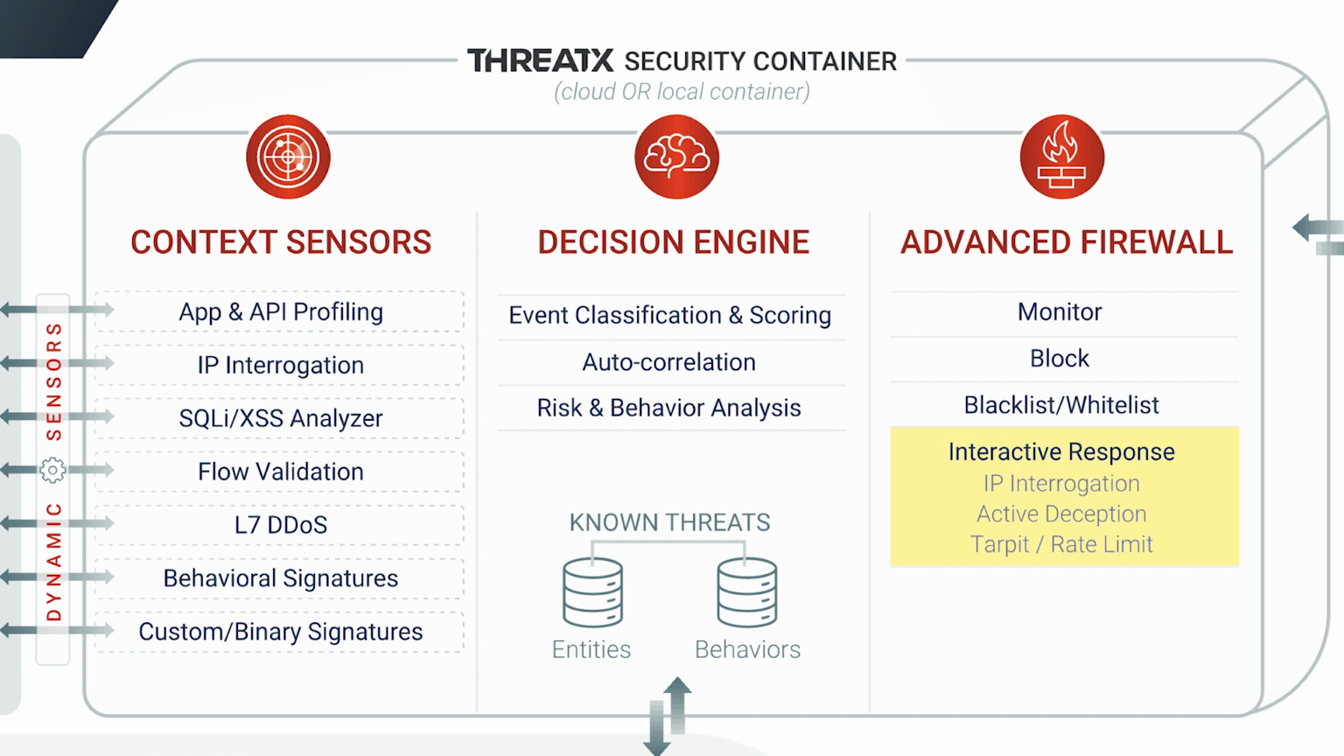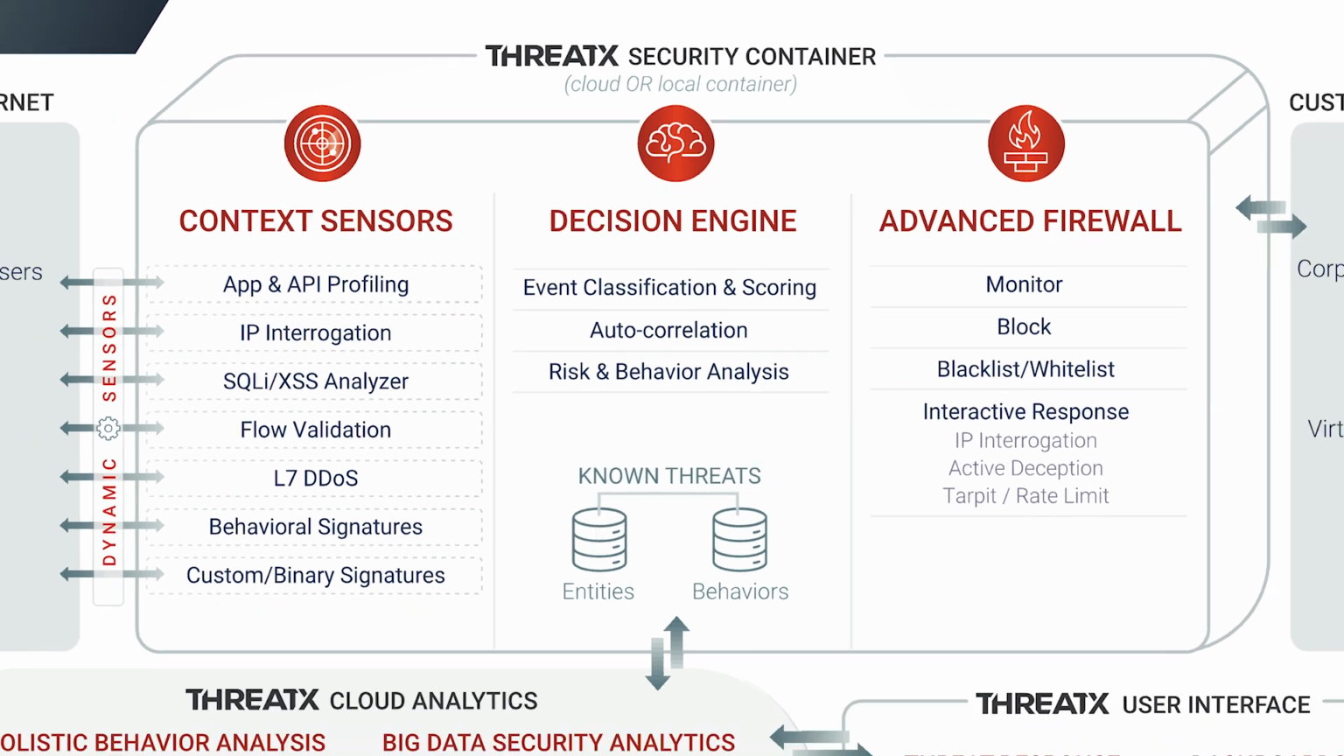The advanced firewall also supports other unique response actions, such as tar pitting, so slowing down that attacker, making it more expensive to see if they'll go away. Rate limiting, slowing traffic down to a specific, more acceptable rate. And active interrogation, enabling ThreatX to identify advanced bots by pushing a cookie, challenging them, and see if the bot will accept or deny that cookie.